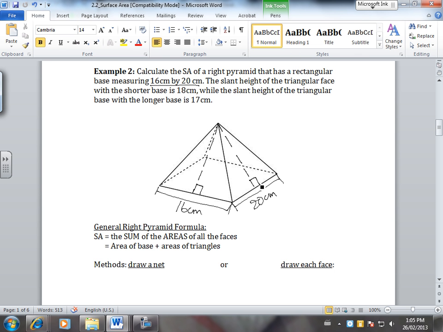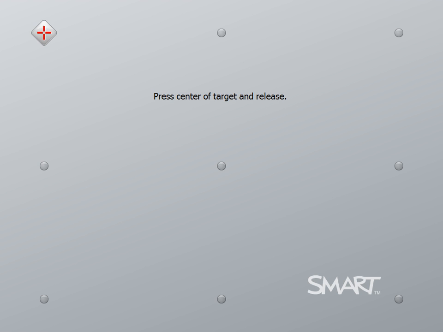Okay, so the slant height of the triangular face with the shorter base, so the shorter base would be 16, is 18 centimeters. And with the longer base, it's 17 centimeters. And the base is this rectangle that you can see outlined at the bottom. If you're thinking of the pyramids in Egypt, the base is the part that sits on the ground.